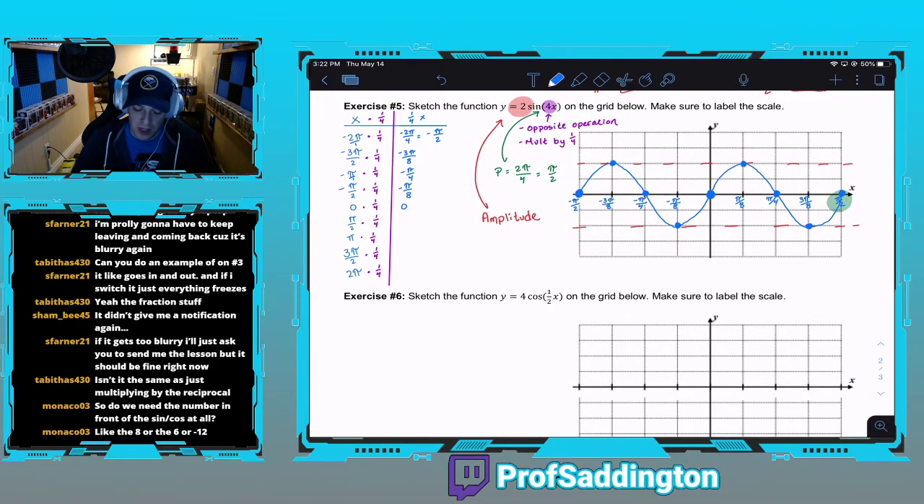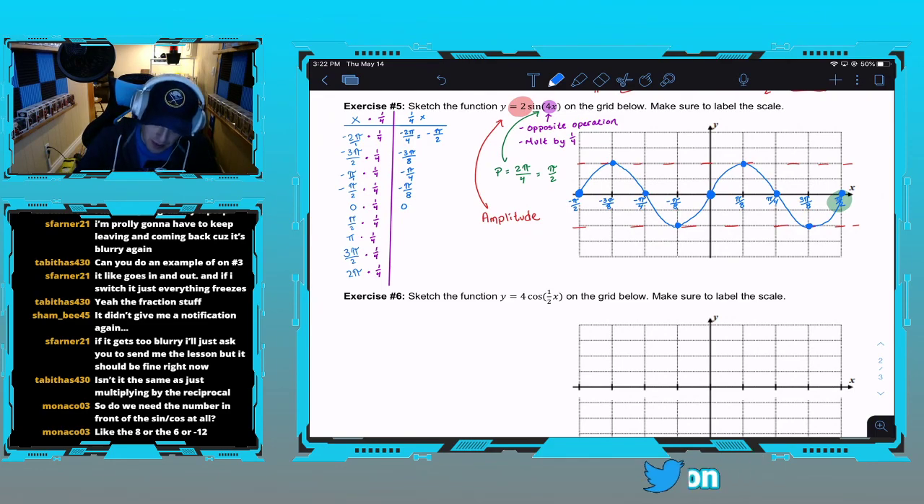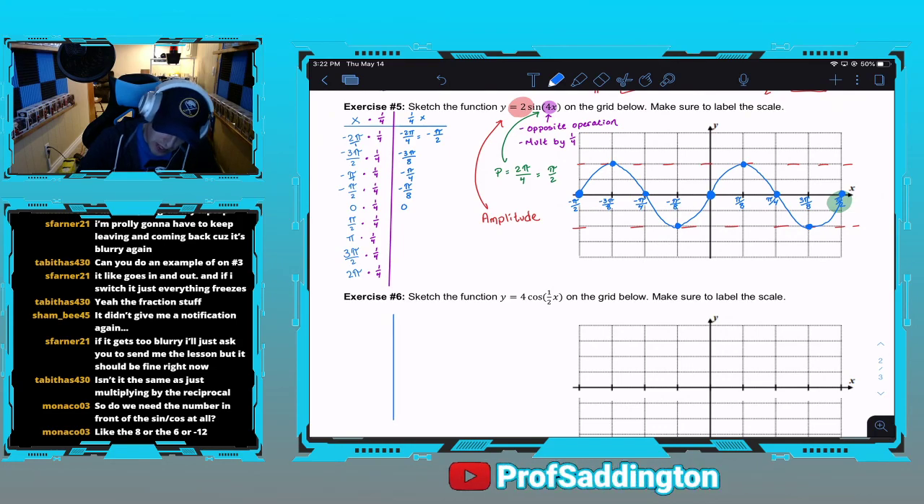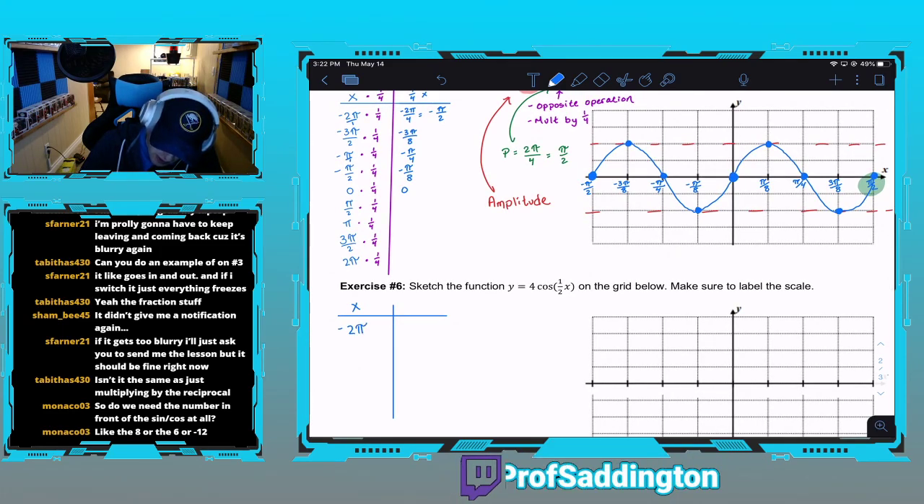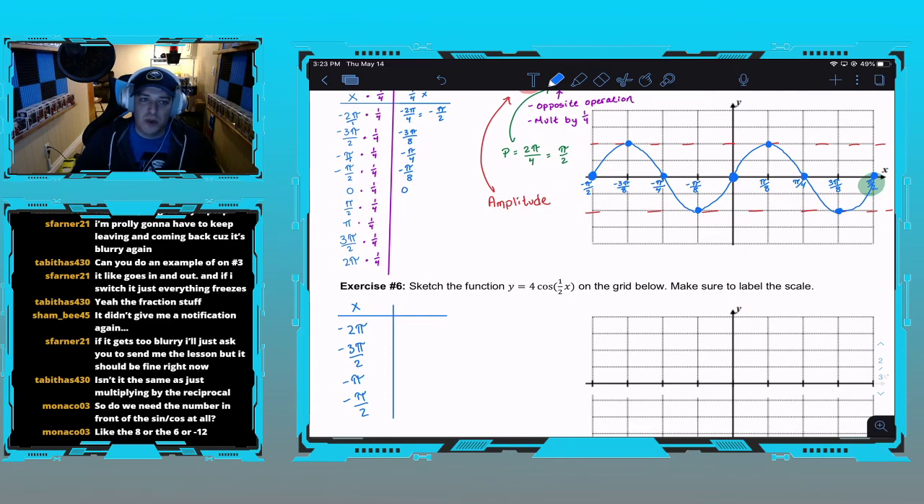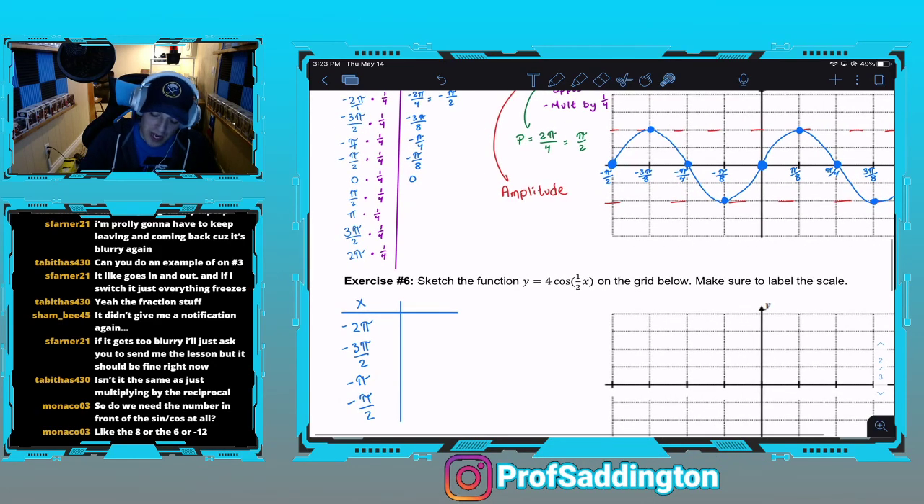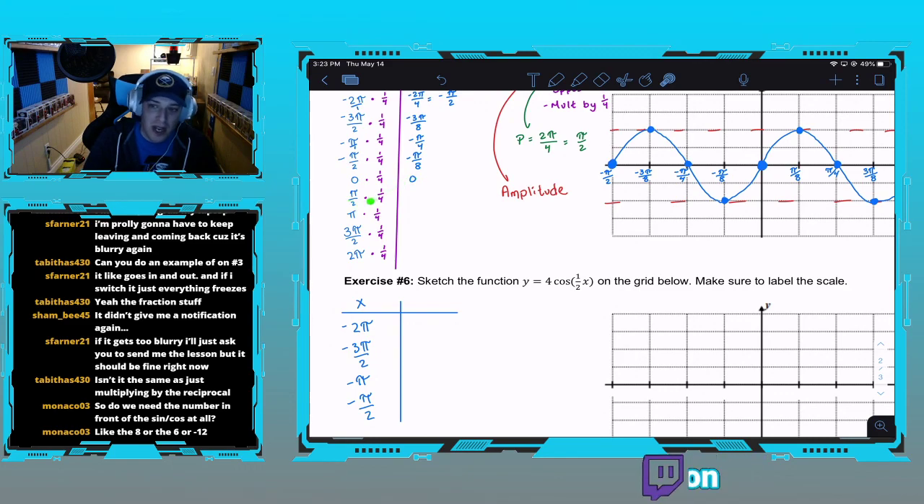Okay? So when I go to create my table, when I go to do my x, I have my original x's. And I'm going to put down -2 pi, -3 pi over 2, -pi, and -pi over 2. Those are the only 4 we really care about. Because notice when we were at 0, the answer was just 0, and all the positives just stayed the same.